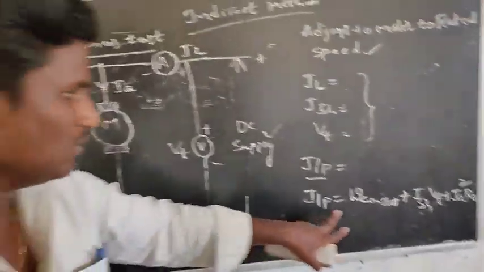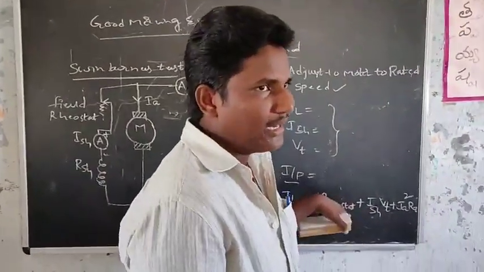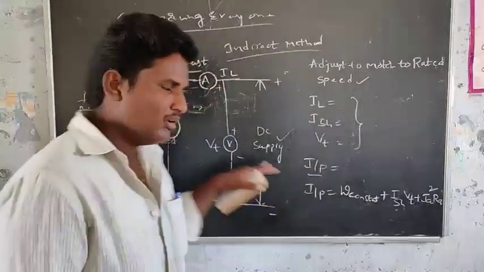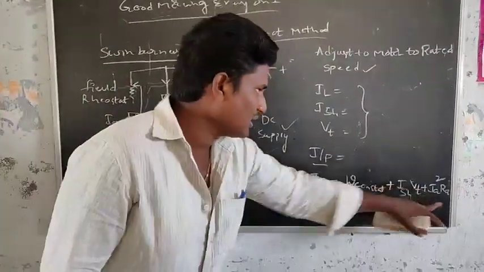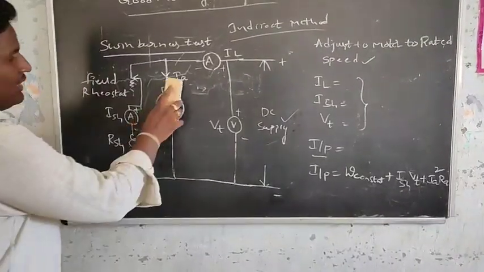So the input equals the constant losses. The constant losses are the iron and friction losses. These are field loss, the copper loss due to the shunt field, and IA square RA is the copper loss due to the armature.